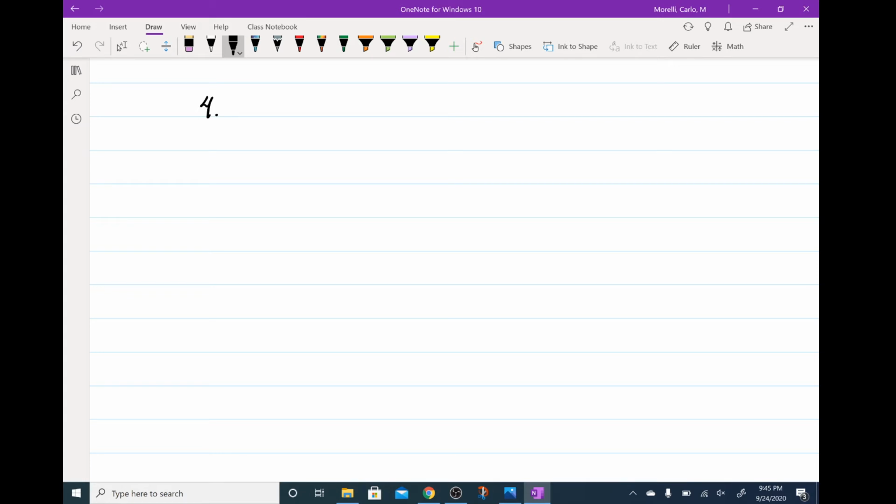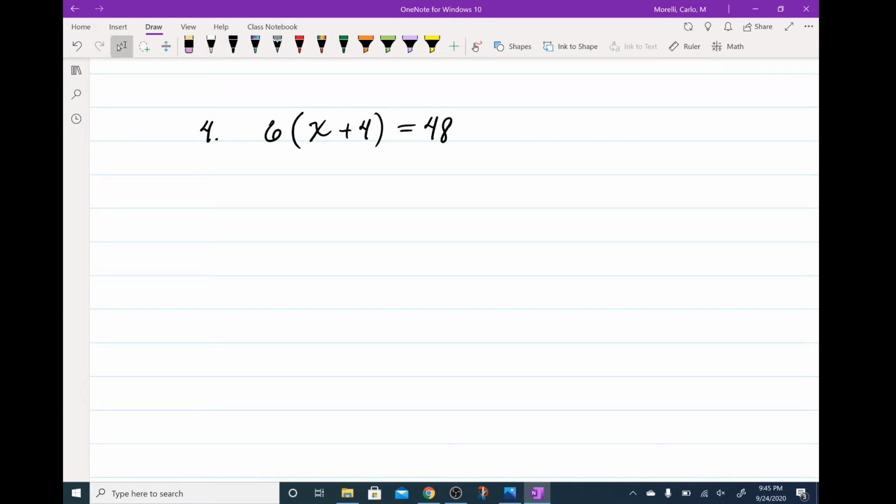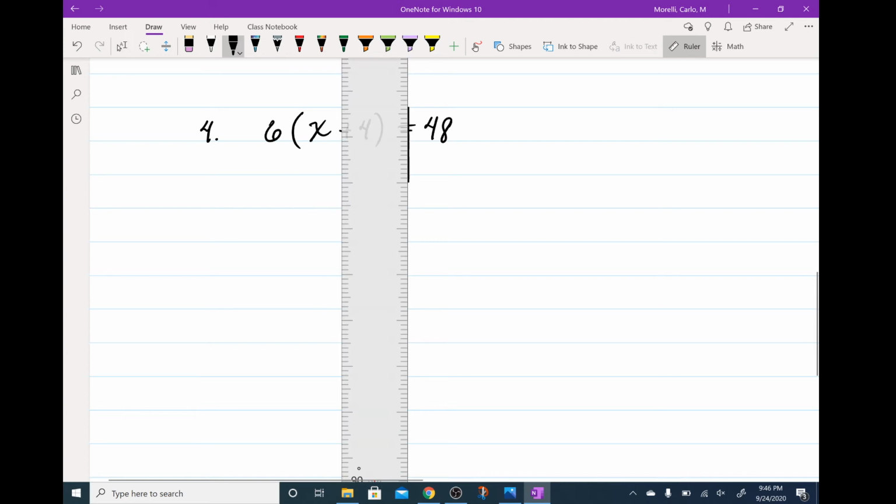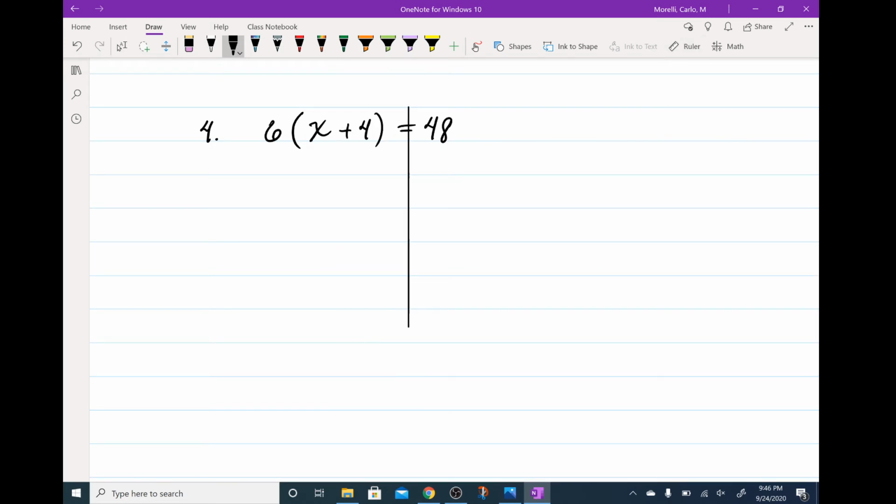All right, now let's look at another problem. 6, open parentheses, x plus 4, close parentheses, equals 48. Okay, here we go. So we'll start off, like every other problem, by drawing our vertical line, just to give us some context here. Now remember, this implies multiplication. Just shoving a number up against that parentheses means multiply.